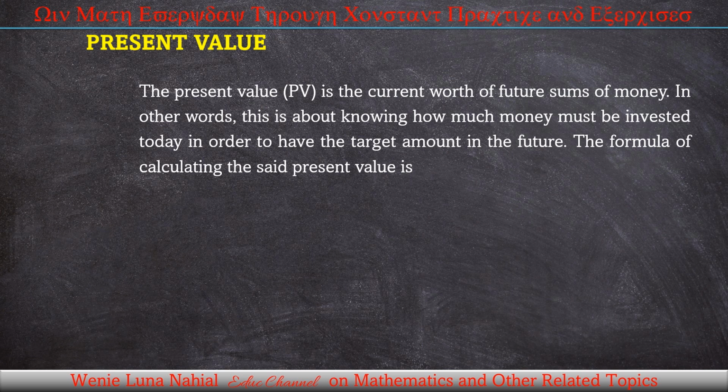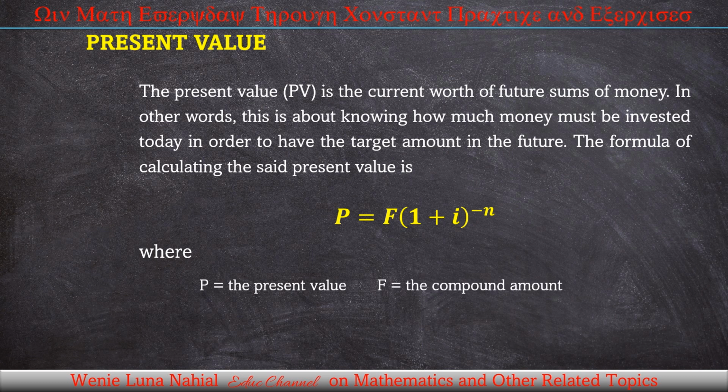amount in the future. The formula of calculating the said present value is P equals F times (1 plus i) raised to negative n, where the uppercase letter P is the present value and the uppercase letter F is the compound amount. And our i here is the nominal rate, and this n is the number of conversion periods. Okay? Now, I'd like to make this clear that in some other reference books, the lowercase letter n is not used. The lowercase letter t is used. But no matter what lowercase letter is used, the concept is the same.